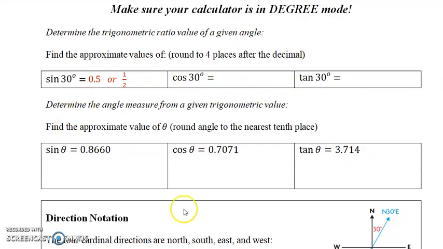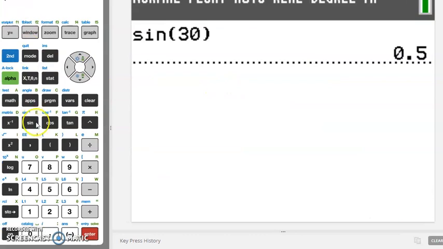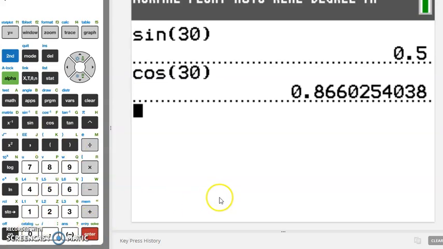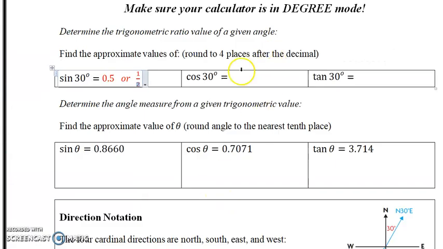Okay. Next, we'll do cos of 30. Now remember, 4 places after the decimal, if it doesn't go right to a terminating decimal, which we had in the first one. So I'll do cos of 30, and I get 0.8660. So I'll enter that in: 0.8660. All right, and there is a fraction for this with radicals, but again, we'll talk about that once we get there in Pre-Calculus 11.